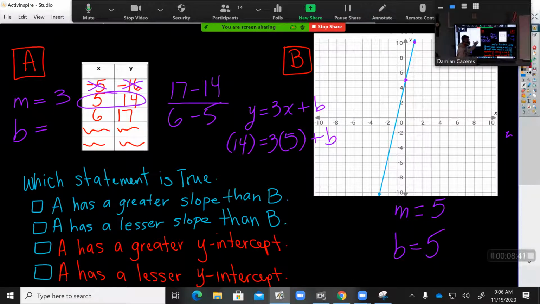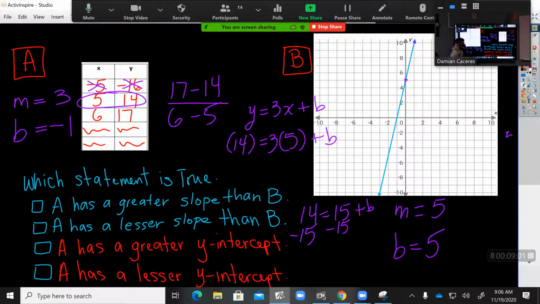Now we just have to solve for b. So we have 14 equals 15 plus b. To get b by itself, you have to subtract 15 from both sides. 14 minus 15 is negative 1. So we know the y-intercept for function a is negative 1.